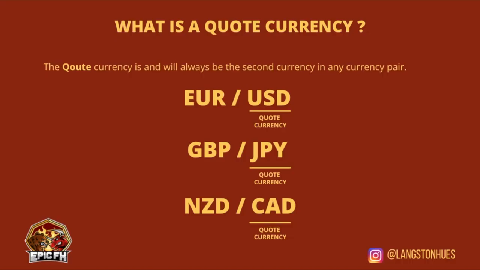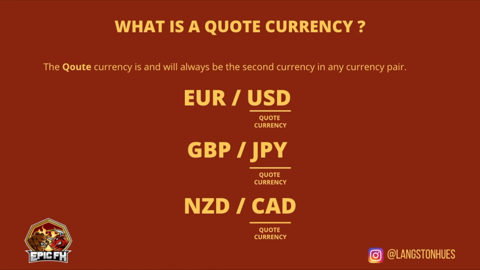So, what is a quote currency? The quote currency is and will always be the second currency in any currency pair. For example, Euro USD. USD is the quote currency. GBP JPY. JPY, Japanese yen, is the quote currency. NZD Canadian dollar. Canadian dollar is the quote currency. So it's fairly simple. The first currency is known as the base currency, and the second currency is known as the quote currency.